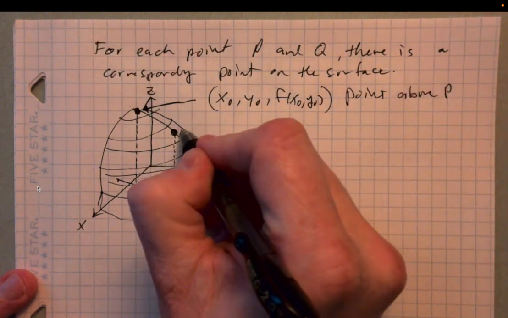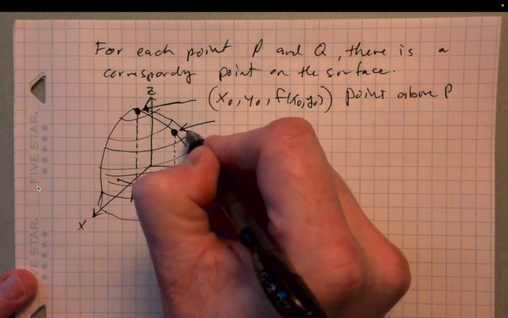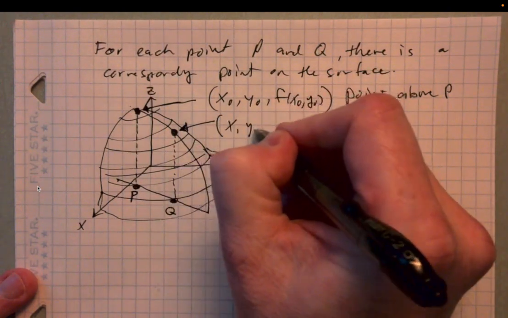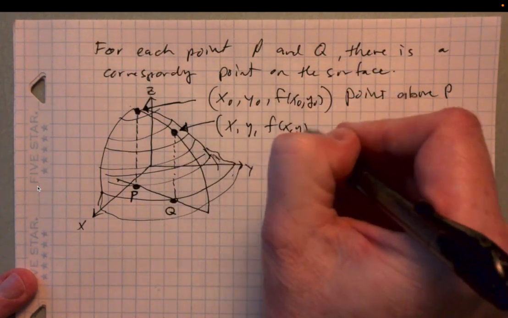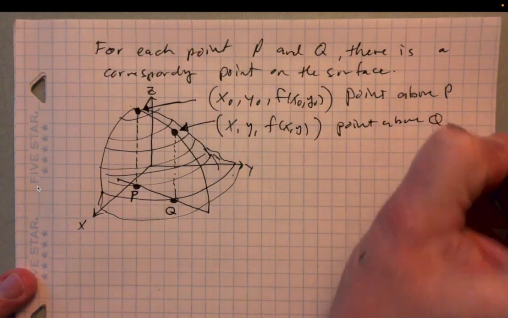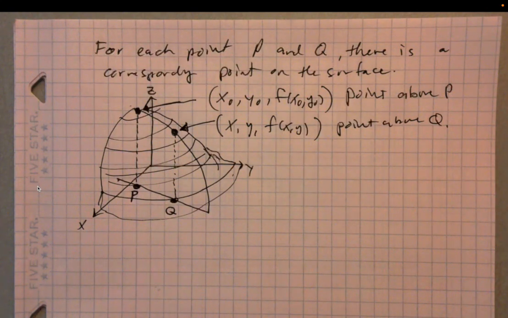Okay, and then you have something similar for this one, basically the same thing. And this one we'll just denote as x, y, f of x, y. Right, and this is the point above Q. Okay, so hopefully this drawing is not too terrible. It looks reasonable to me.